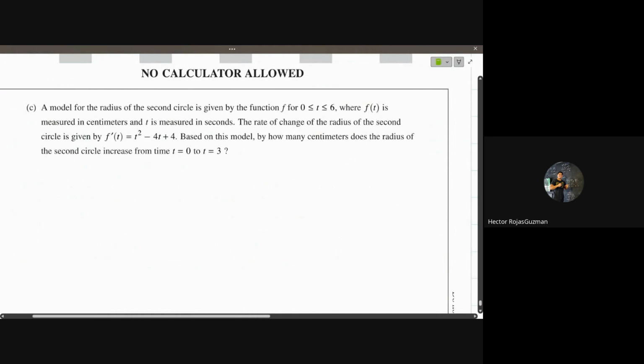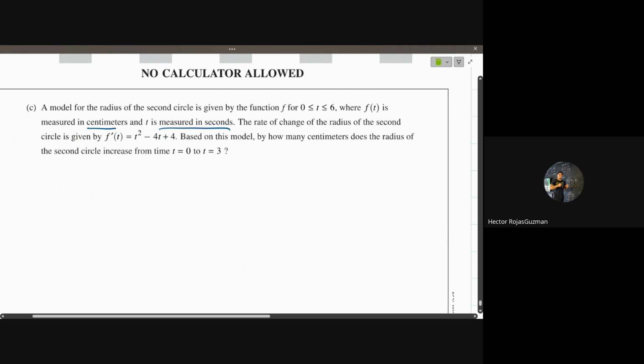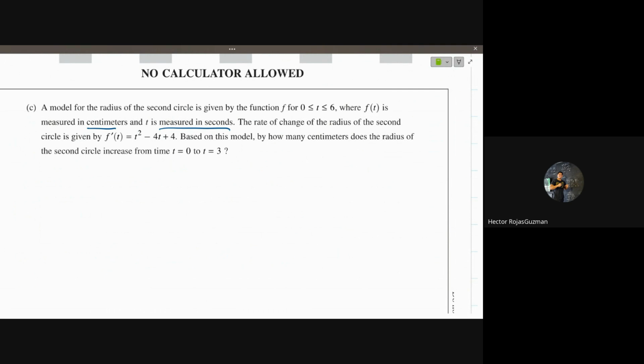And finally, C. A model for the radius of the second circle is given by the function f from 0 to 6 seconds, where f is measured in centimeters, t is measured in seconds. The rate of change of the radius of the second circle is given by f prime. Based on this model, by how many centimeters does the radius of the second circle increase from 0 to 3? Okay.